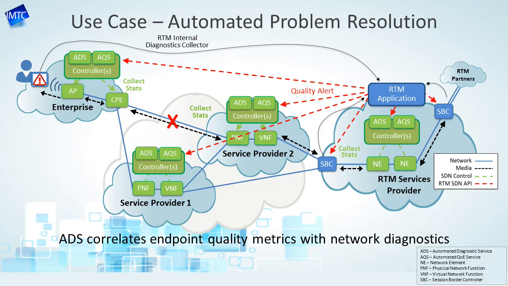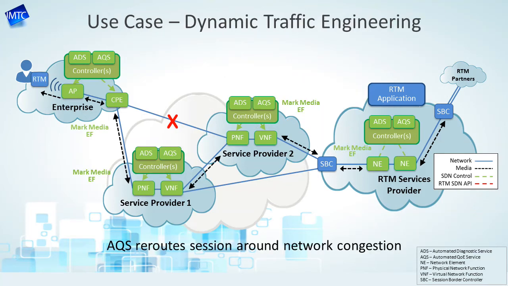Here, for example, let's say where this red X is, the network is experiencing congestion and the call quality is impacted because of this. We can now dynamically reroute the call through another service provider without even taking the call offline. So not only are we doing automatic problem resolution, we can do things like dynamic traffic engineering to reroute sessions around, say, a network congestion point. The document goes into a lot more detail, but I just wanted to provide a high-level overview of how that works and how this RTM SDN API can provide a lot of visibility to customers, and automation and simplification.